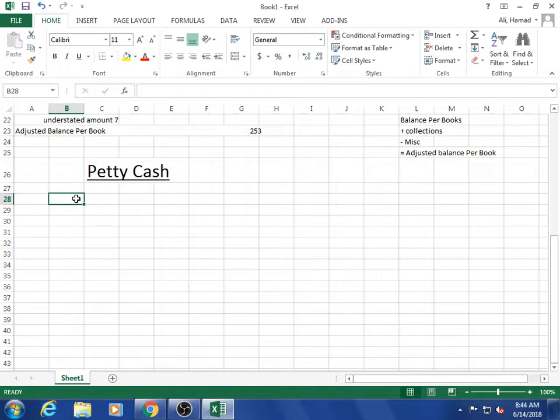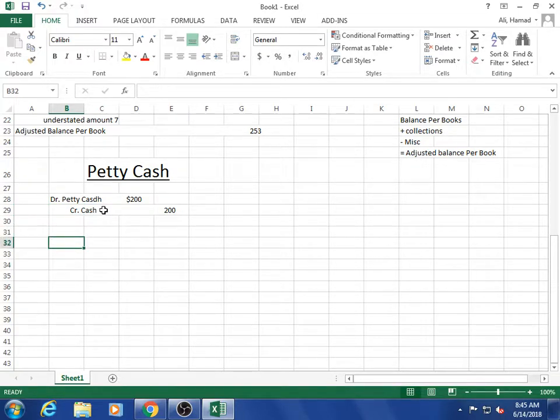Let's say that we establish a fund for $500. Now let's make it 200. So we're going to debit petty cash for $200, and then we're going to credit cash for $200.